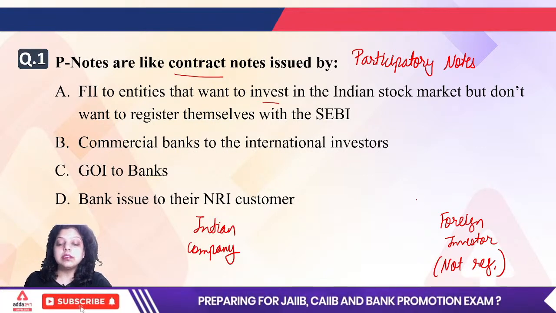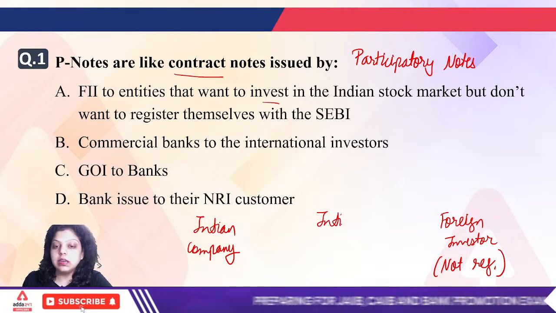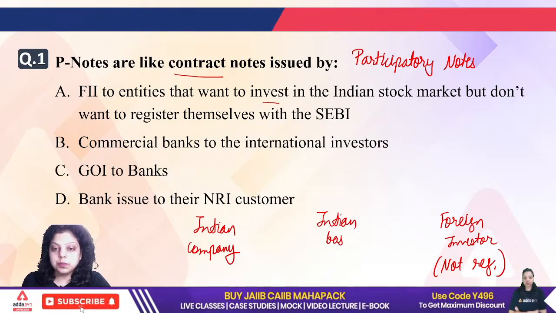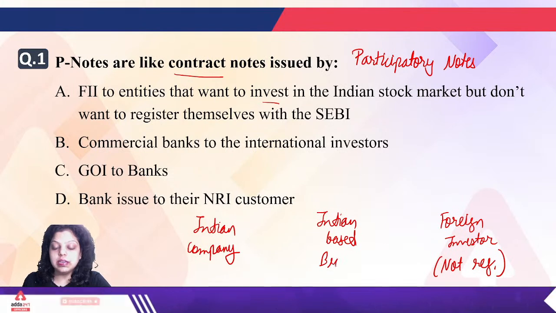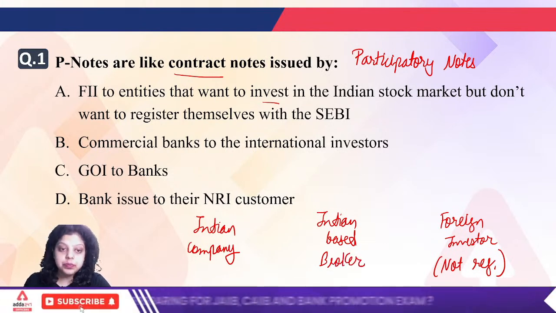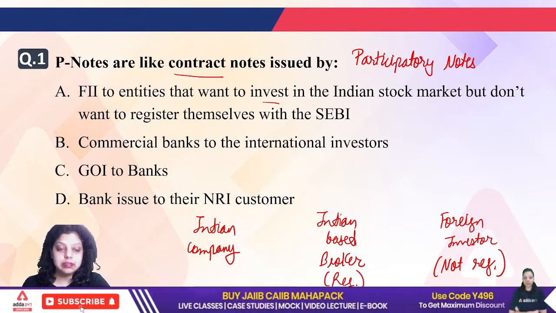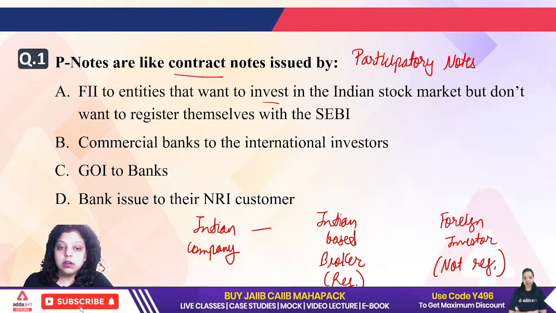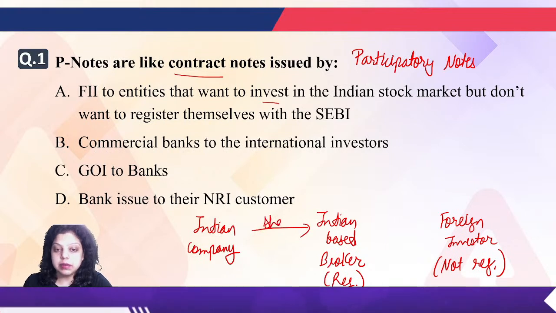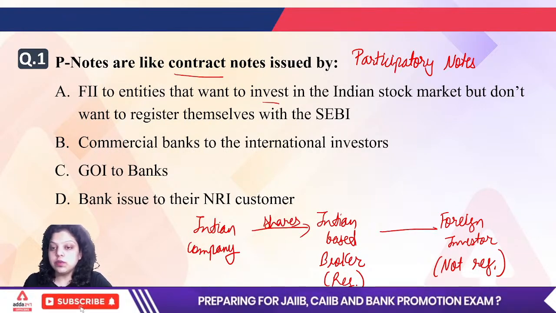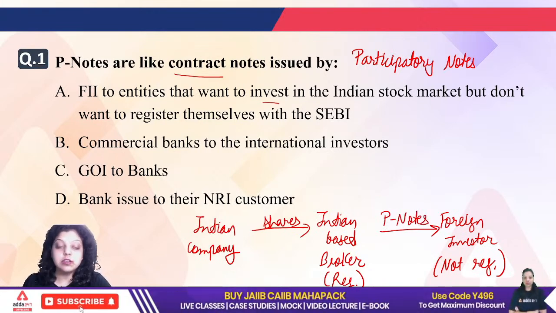So this person will go to an Indian based broker, and because this person is a broker, it is obvious that he will be registered with the SEBI. The broker will purchase the shares of the Indian company and sell them to the foreign investor, and then these shares will be known as P notes, that is participatory notes.